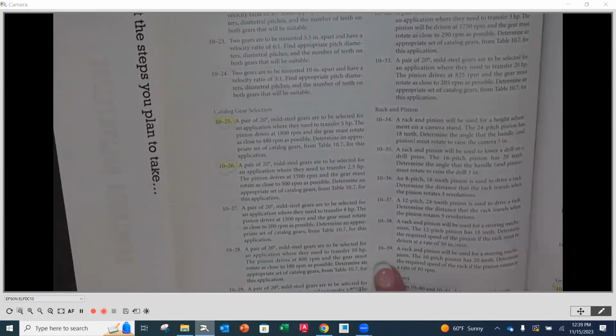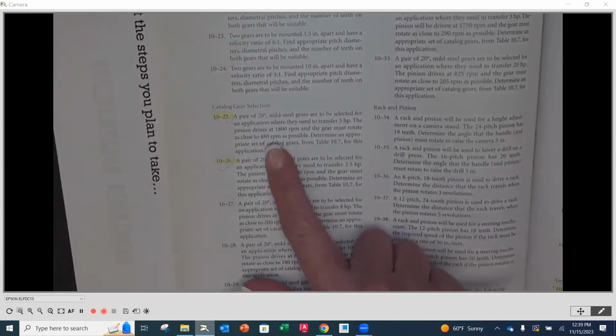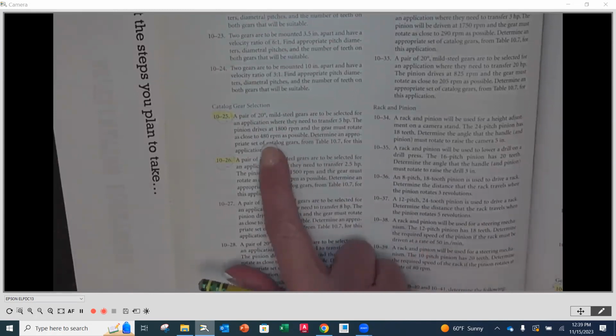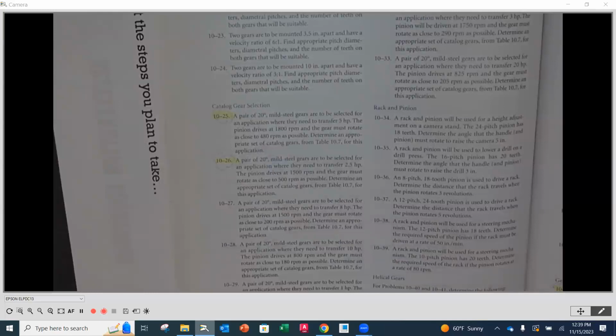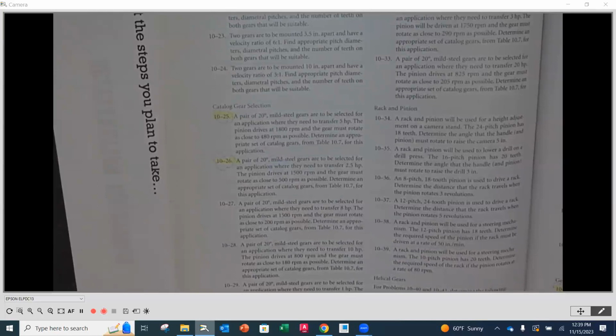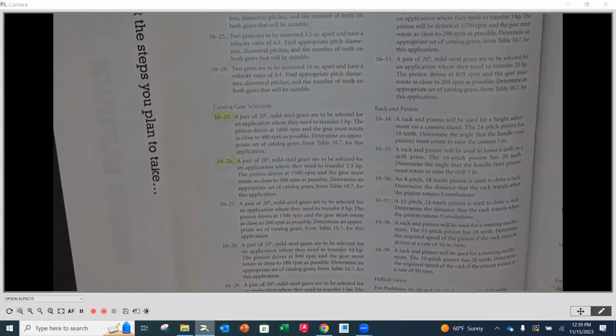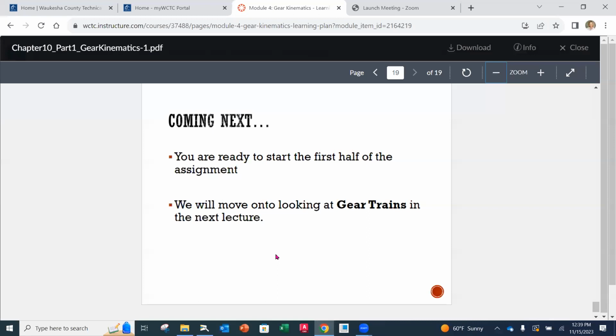And they're the very same type of thing. You're going to determine an appropriate set of gears based on what they're asking you for here. Okay. So in this case, it looks like it says as close to 480 as possible. So if you're off by a tiny little bit, you can go with it. But anything more than 5 RPMs, see if you can find something closer. Okay. All right. Okay. Any questions right now?